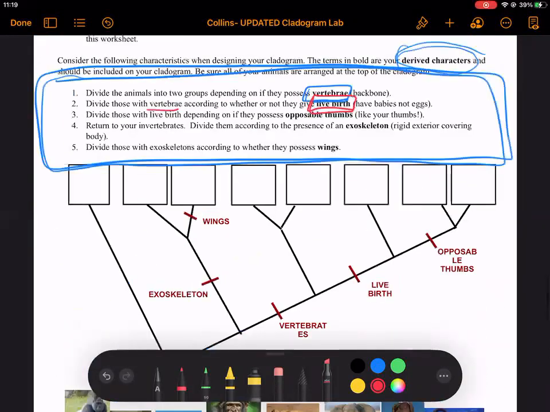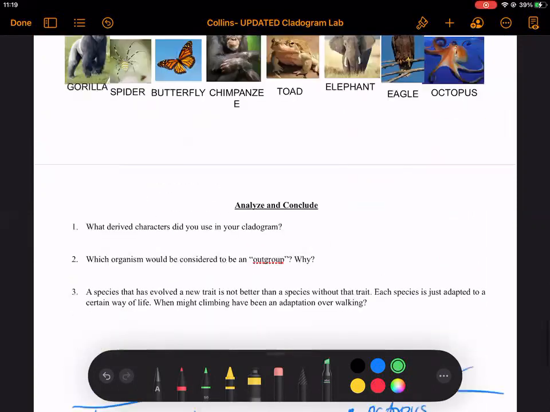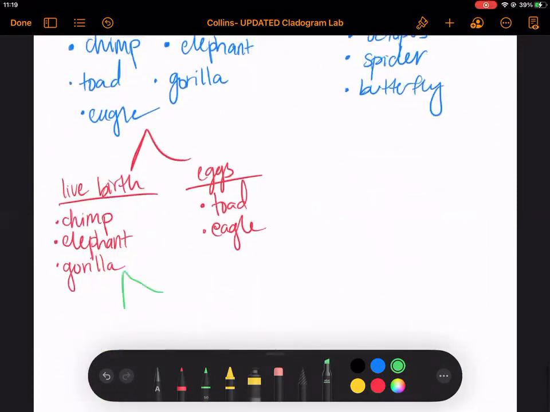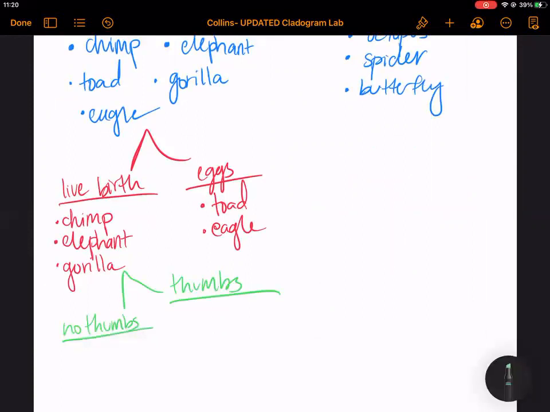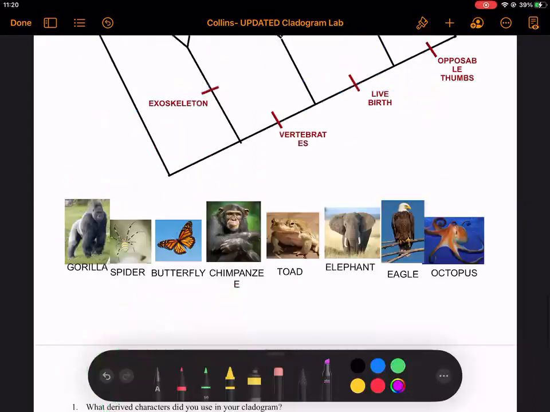So then we're told to divide those who give live birth into whether or not they have opposable thumbs, like the ones that you have. All right, so thumbs or no thumbs. Which organism here does not have opposable thumbs? The elephant. Great job. But both the chimp and the gorilla do. All right, but we're not done yet. We still got two more traits to look at, two more characters.